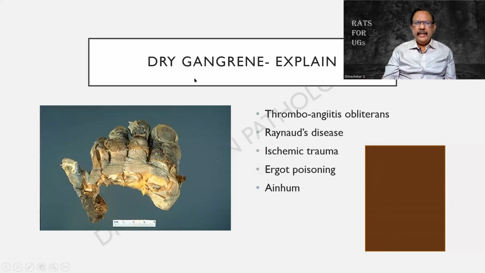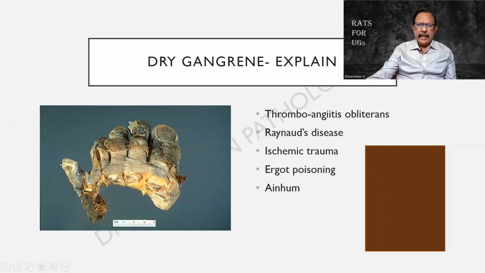This is called a dry gangrene. A dry gangrene is one which is mummified, just like an Egyptian mummy: shriveled, shrunken, folded, etc. And it can happen in a number of conditions such as the R.A.T.S disease, the case history, any ischemic trauma, ergot poisoning, a contaminant in the bread, etc. Ainhum, an auto amputation of the digit. Thromboangiitis obliterans, a vasculitis. So there are a lot of conditions which people will have to mention.